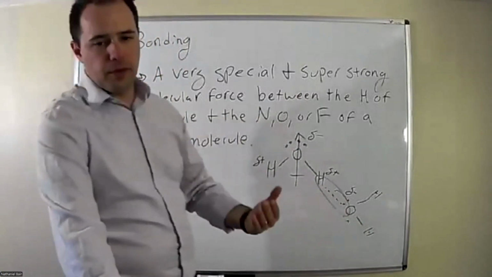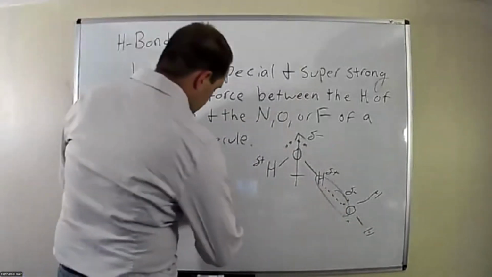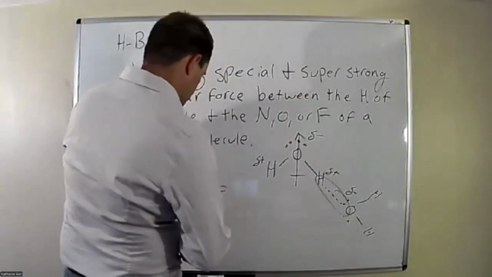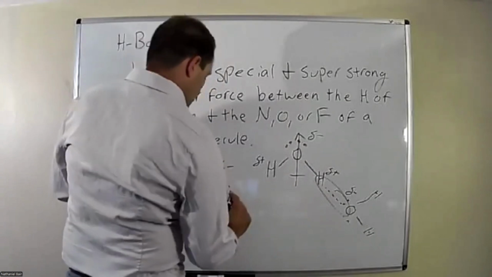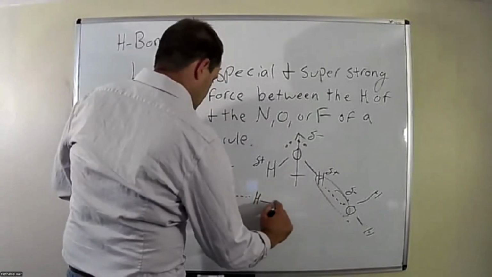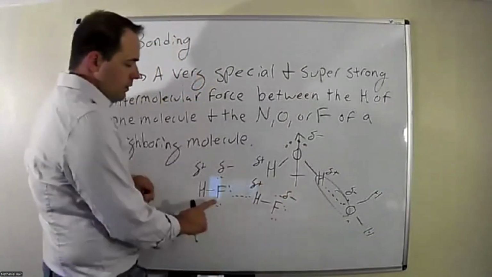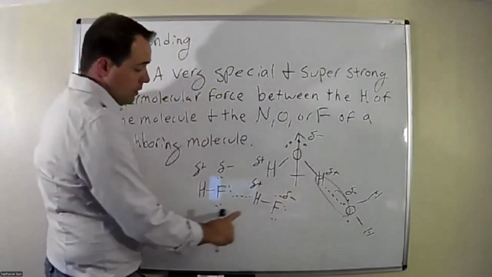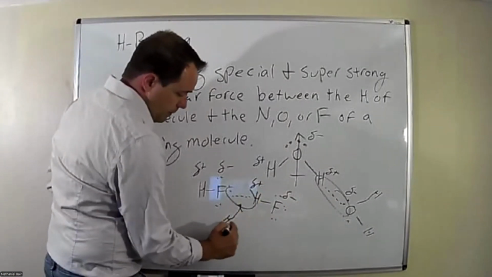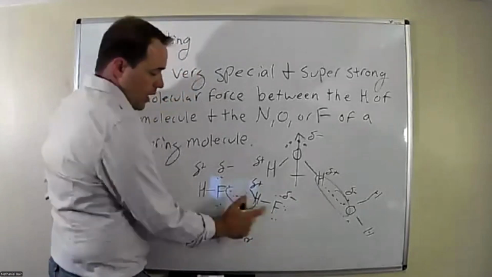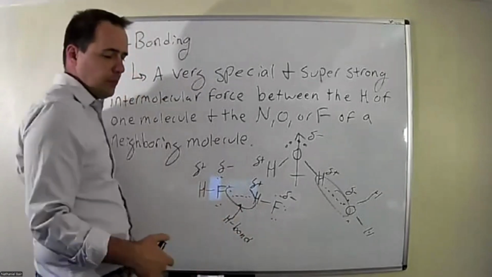Water is not the only molecule that can hydrogen bond. Hydrofluoric acid could hydrogen bond. Delta negative on the fluorine, delta positive on the hydrogen. We have a hydrogen bond right here because we have a hydrogen interacting with nitrogen, oxygen, or fluorine of a neighboring molecule.